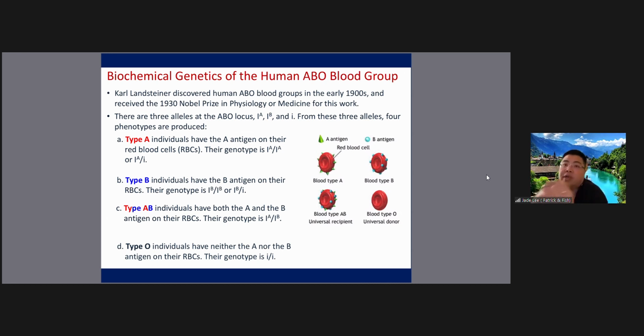Right? The first one is type A. If you are type A, that means you have an A antigen on your red blood cell. If you are type B, you have the B antigen on your red blood cell. If you are type AB, you have both antigen A and antigen B on your red blood cell. If you are type O, that means you have neither A nor B antigen. That means you don't have A and B. Okay, so far okay?